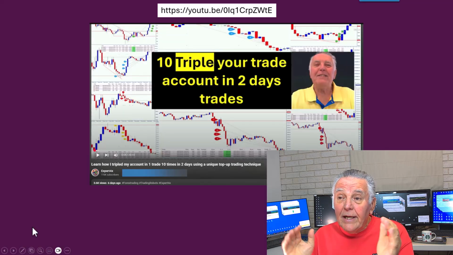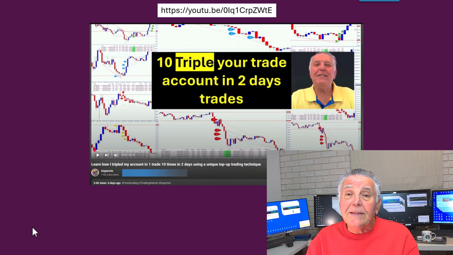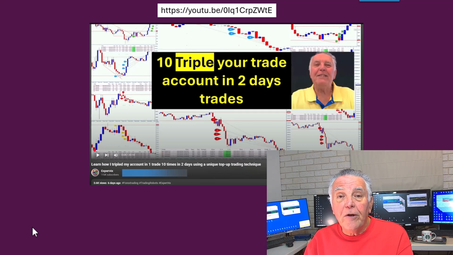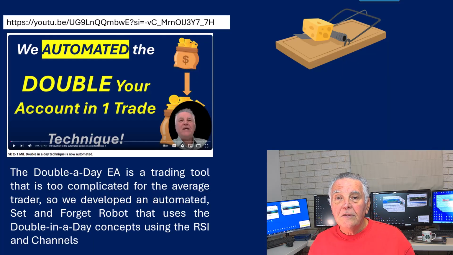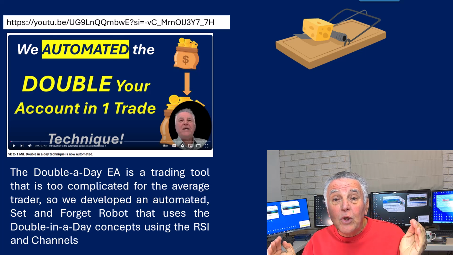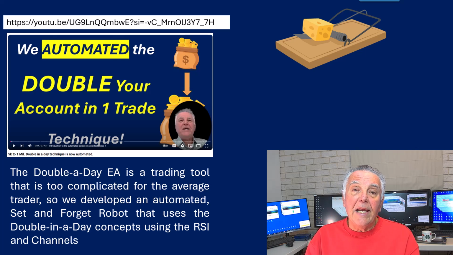Now, earlier this week I did a video where I showed 10 tripled accounts in 2 days, but this was traded on a manual basis. You can go and have a look at it. We talk about every single transaction that happened here, but this is pretty tricky. So the double in a day tool is actually quite complicated for the ordinary trader. So we have developed this automated version of the double in a day approach using the RSI and envelopes, which are channels.